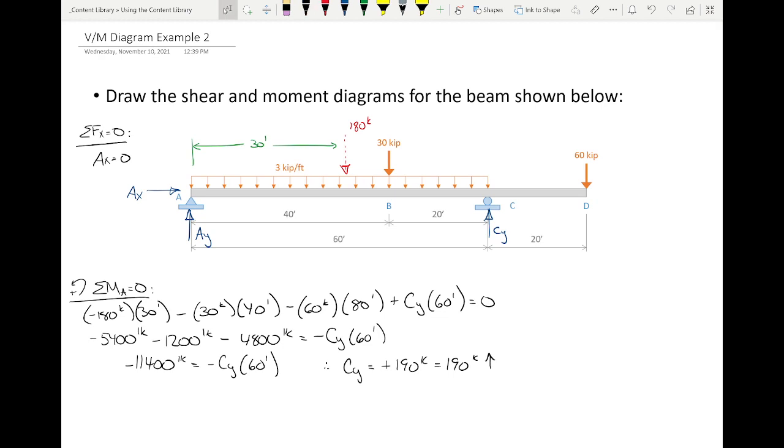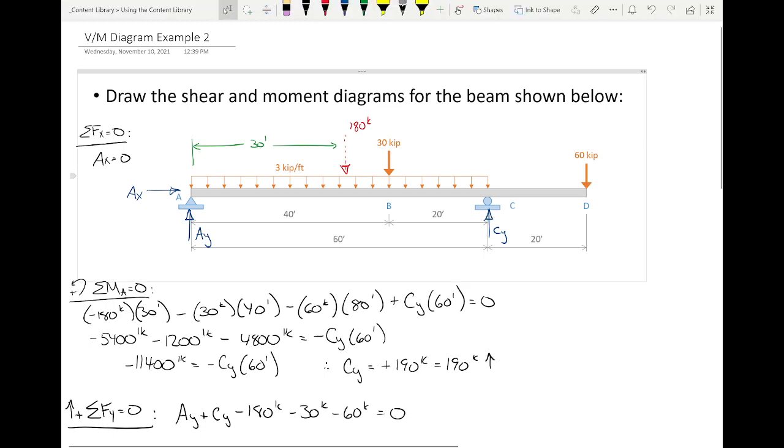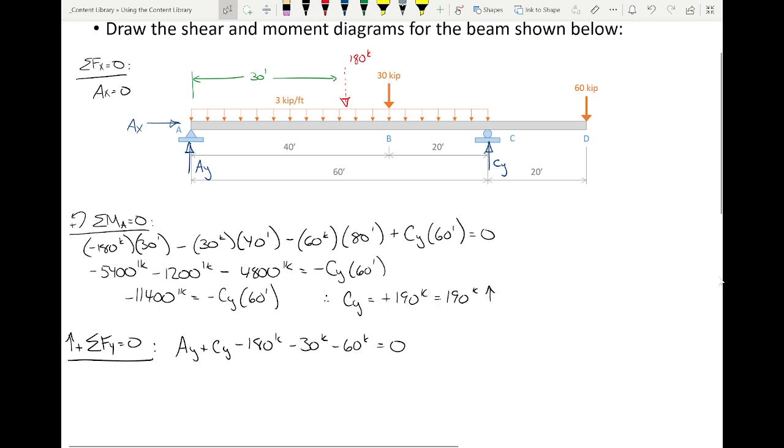All right. Now, how do we determine the remaining support reaction? With some forces in the y direction. So, with some forces in the y direction, we got AY and CY going up. Minus 180, 30, 60 is 0. Oh, sorry about that. So CY is 190. Minus 180, minus 30, minus 60. And then chug that out, and we're going to get AY is plus 80.